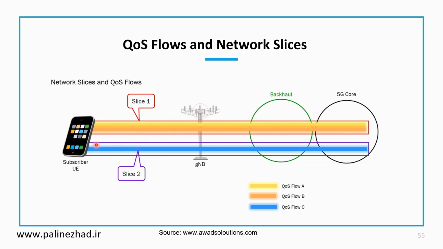And in the second slice, which is maybe for the ultra reliable and low latency use case, or maybe for the mMTC use case for IoT, we have another flow in it. So QoS flows and network slices are different terms and have different meanings. In this slide, I just want to make this clear.